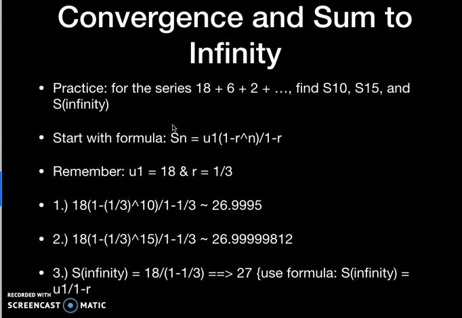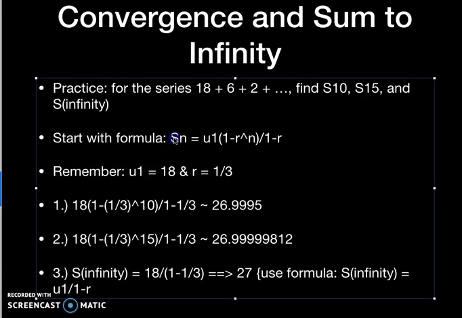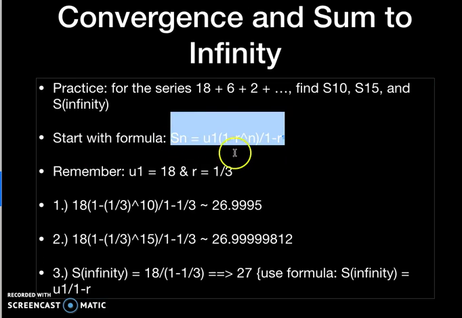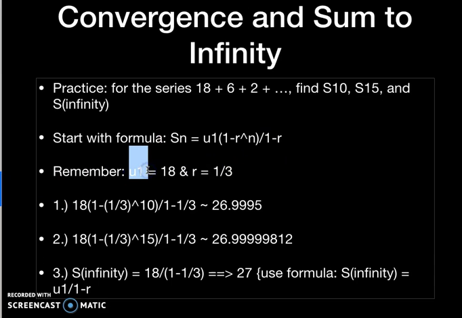Okay, so here's a practice, and it says for this series 18 plus 6 plus 2 plus so on and so forth, find S10, S15, and S infinity, and these are all subscripts if you did not know. So start with the formula. This is the geometric series formula once again. It is right here in the blue highlighted, and remember that we're going to try to find our first term and our ratio. So our first term, if we look right here, is 18. We can put that right here. This is our first term. I'll highlight it in blue.